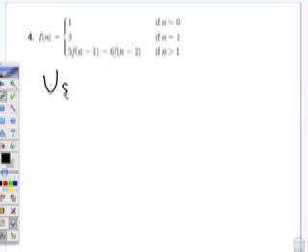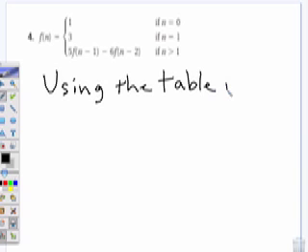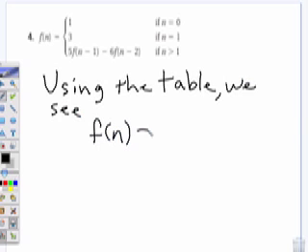So using a table, we see f of n equals 3 to the n power. And again, just by looking at the table, it jumped out at us. Now they're not all going to be that simple. In fact, the next one is not. So that was the first one. And now number 5.